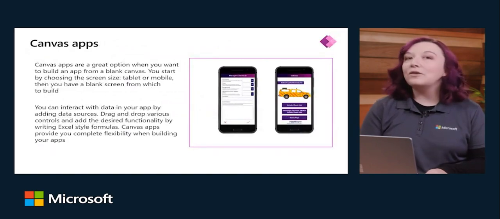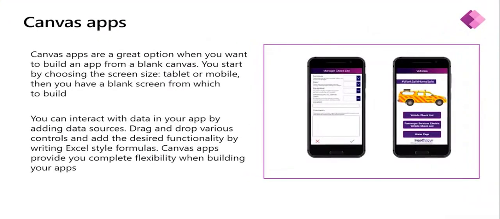Let's expand on each of these different app types. I'm going to start with Canvas apps. These are a great option when you want to build an app from a blank canvas. We start by choosing the screen size, tablet or mobile. We give it a name, and then we're ready to go with a beautiful blank canvas. It's kind of like drawing or painting. You just imagine what you want to accomplish, and then you can virtually build that logical structure. And then we'll leverage different functions like colors and color blocks to draw them on the canvas. I think of it about like building a PowerPoint from scratch.